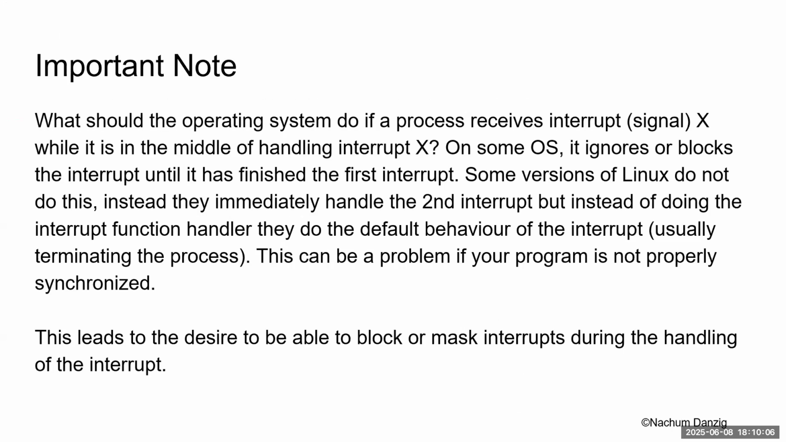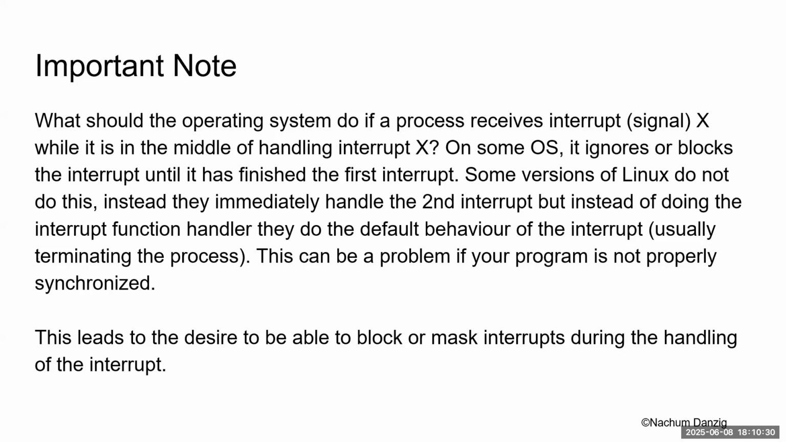Important note: What should the operating system do if a process receives an interrupt while it is in the middle of handling a different interrupt? Oh no, the same interrupt. On some operating systems, it ignores or blocks the interrupt until it has finished the first interrupt. In other words, if I'm already doing a certain procedure and you interrupt me and tell me to do the same procedure again, well, I'm already doing it, so I should just ignore it.